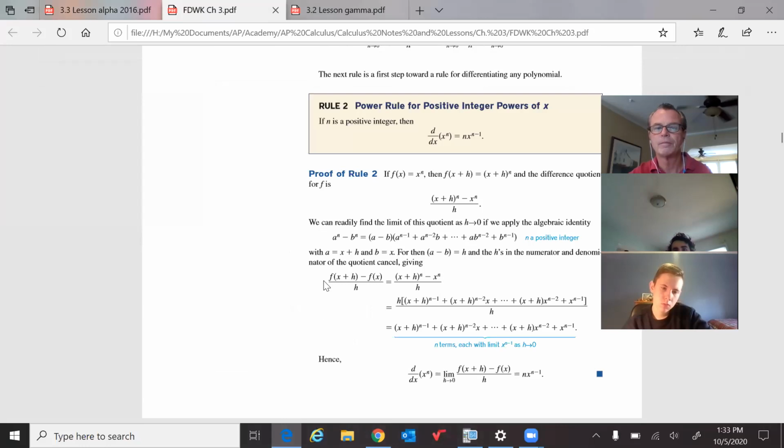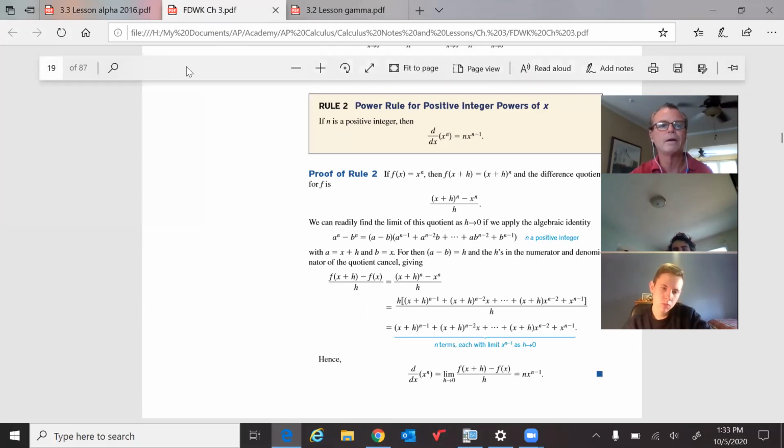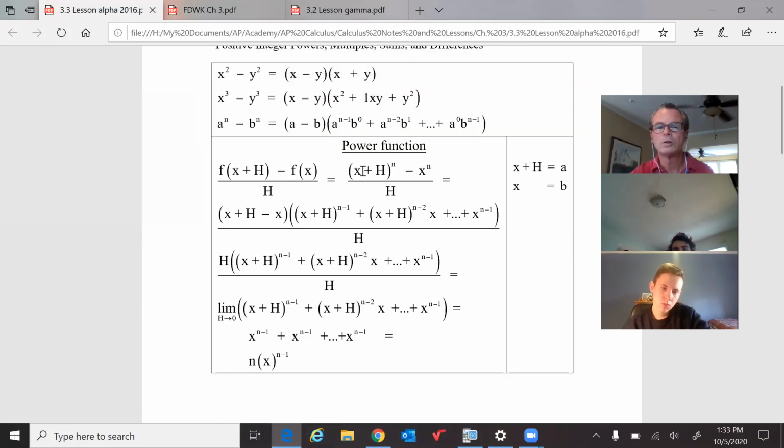Right here. It's this part of the proof that you can't figure out in the book because it's too abbreviated. So here's what happens. I'm going to associate this with this bottom line up here with the A's and B's. And to make it a little less cluttered, I'm going to refer to x plus h as the A and x as the B.